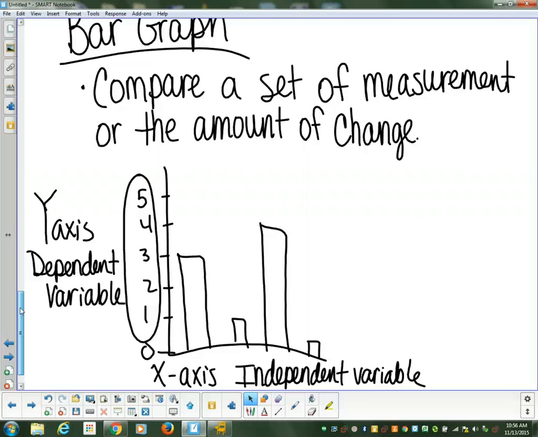So we're comparing a set of measurements or amount of change. The change is the different colors, and the amount is going to be the amount that you had in the bag. Okay. Any questions on bar graphs? All right, moving on.